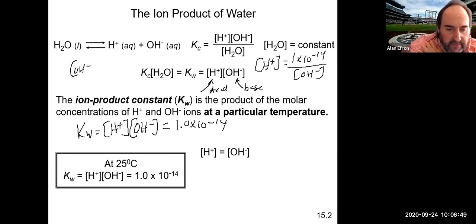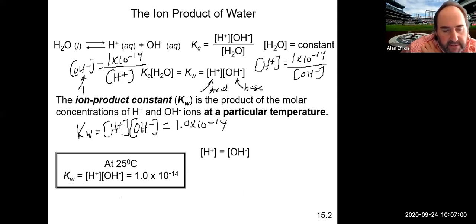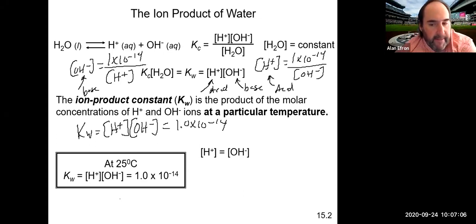OH minus equals 1 times 10 to the minus 14 divided by the H plus concentration. And again, you could use these to figure out the base part of the solution and the acid part of the solution. And you can really use those values to figure out whether the solution is going to be acidic, basic, or neutral.